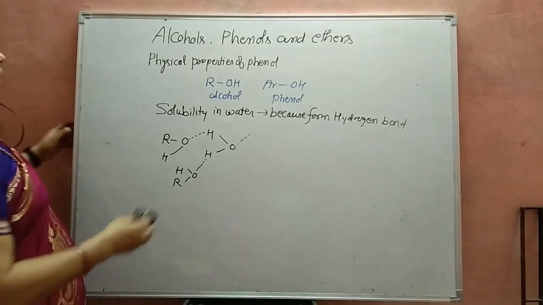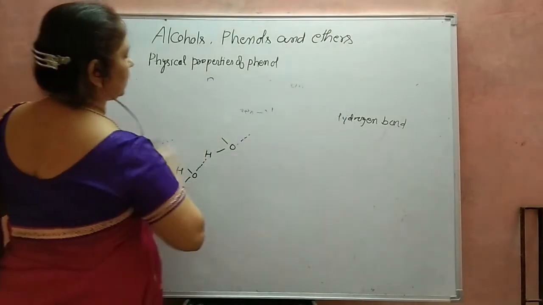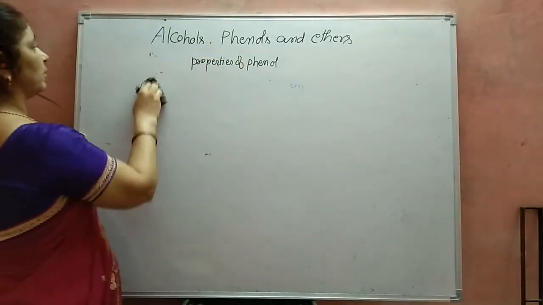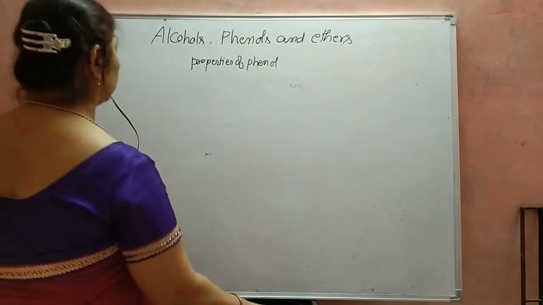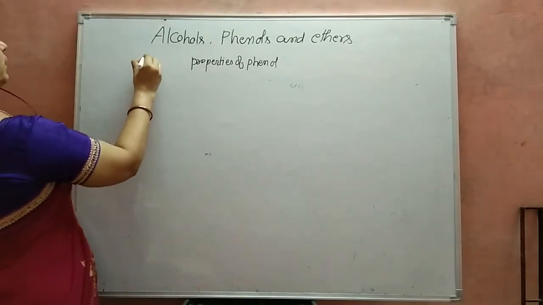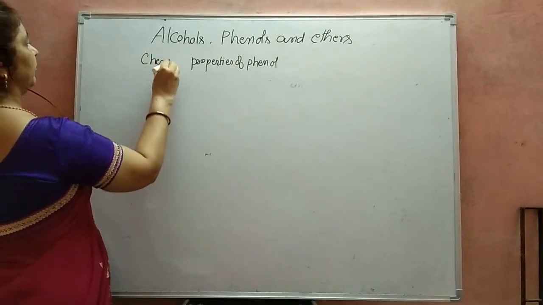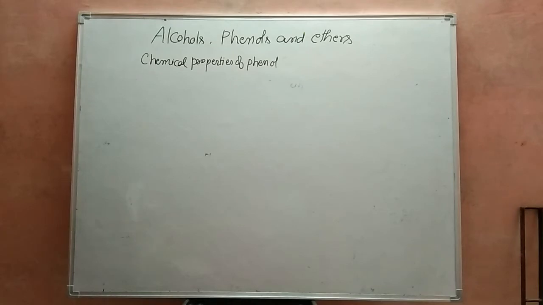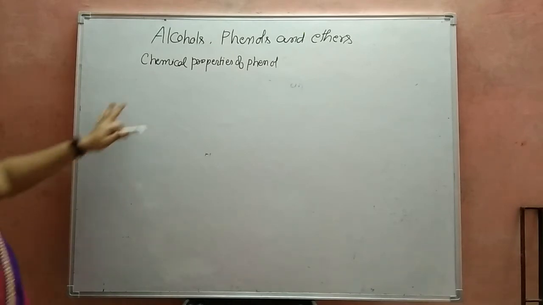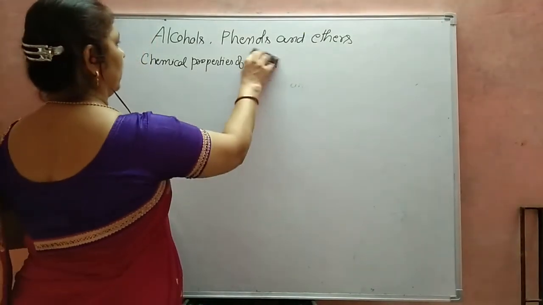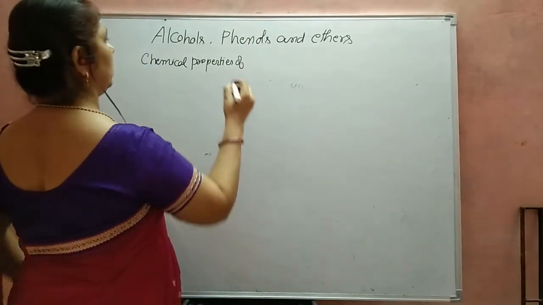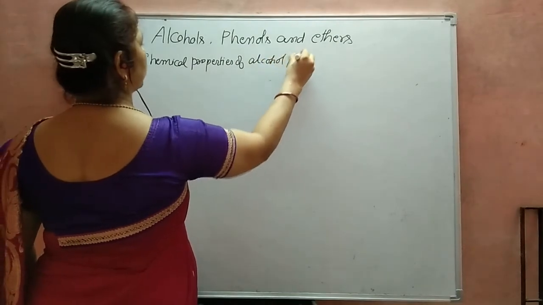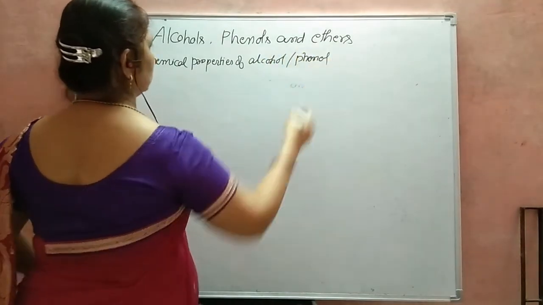Okay. So these are two physical properties we discuss here. One is the boiling point, second is the solubility. Now we discuss the chemical properties. First we discuss the chemical properties of alcohol. हम यहाँ पर अभी जो chemical properties discuss कर रहे हैं, that is the properties of alcohol, and phenol की भी कुछ properties discuss करेंगे साथ में और alcohol की भी करेंगे.